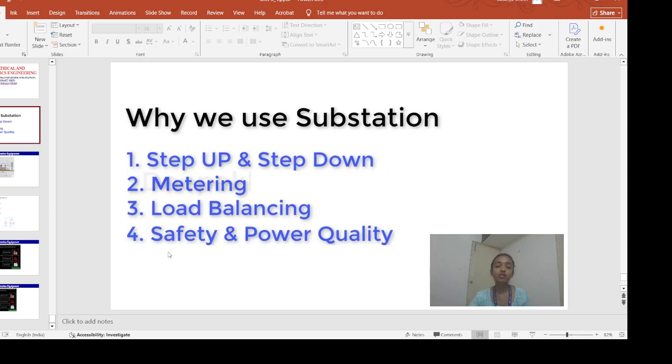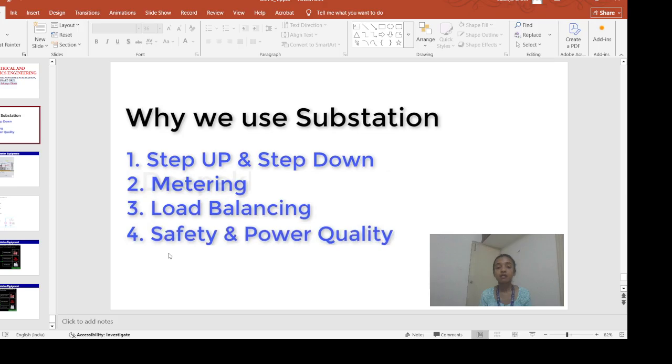Once the power factor of the transmission line is improved, what will happen? If the power factor is high, the current in the transmission line will be low, and if the current is low, then the I squared R energy loss as heat through the transmission line will be less. So this is the reason we need to improve the power factor of the transmission line.